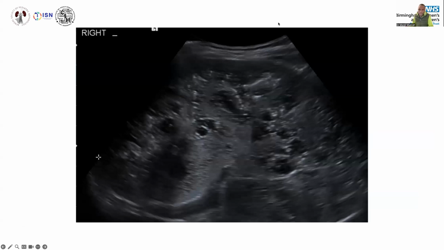And I've just taken here an image of a renal cystic ultrasound scan, which was thought to be an autosomal recessive polycystic kidney disease, although histologically it looked more like an autosomal dominant polycystic kidney disease in a 5-year-old.